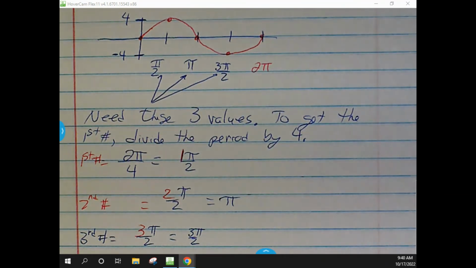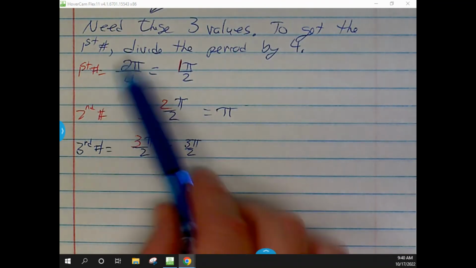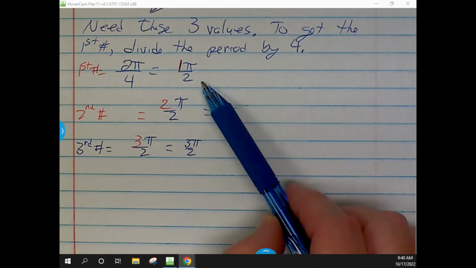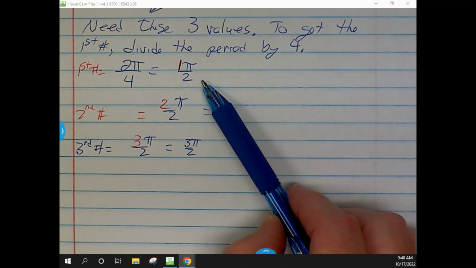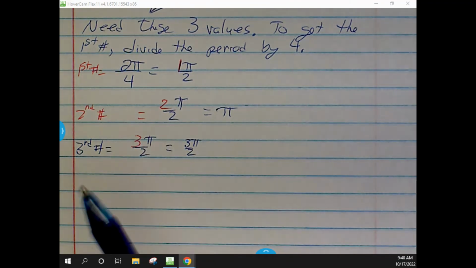Again, I'm picking the numbers so that every time you go through this one, after you do 2 pi divided by 4 to get the first number, it should be 1 pi over something. Then the next one would be 2 pi over something, and then 3 pi over something. So there's always a pattern as you go through these.